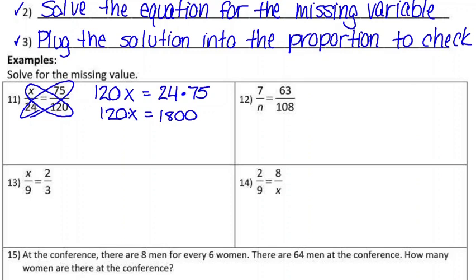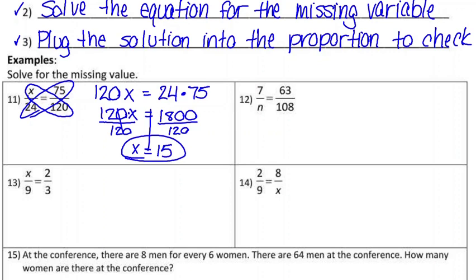That inverse is division. So I have to divide both sides by 120, and if you need to draw the line down the middle, do that please. These cancel, so I'm left with x is equal to, and 1,800 divided by 120 is 15. So x should be equal to 15.